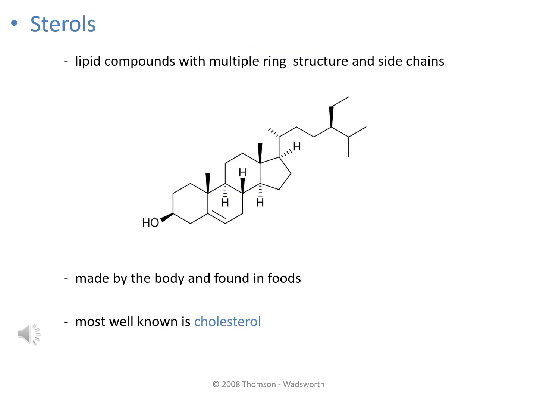In addition to triglyceride and phospholipid, the third category of fats include the sterols. The sterols are lipid compounds that have a multiple ring type structure with side chains attached. So you could see its makeup is much different compared to a triglyceride or a phospholipid. Sterols are made both by the body as well as found in various foods. And the one which is probably the most well known is cholesterol.